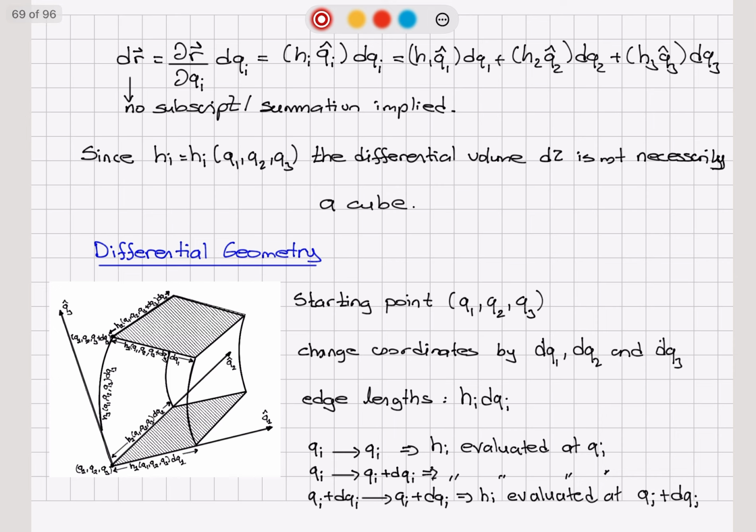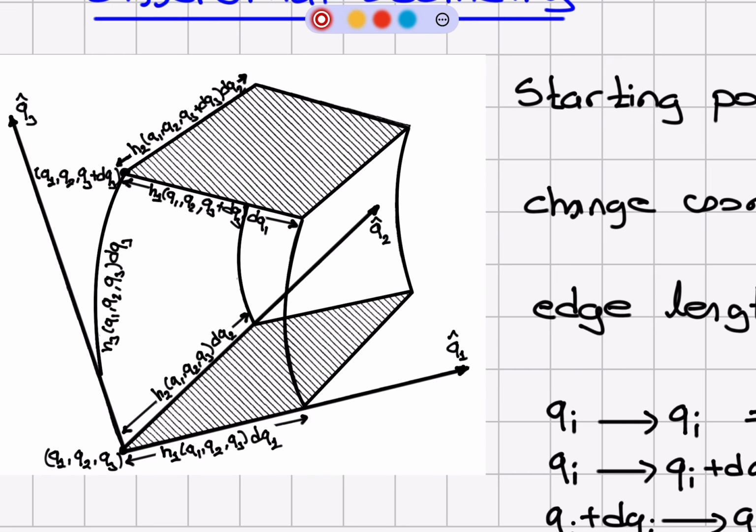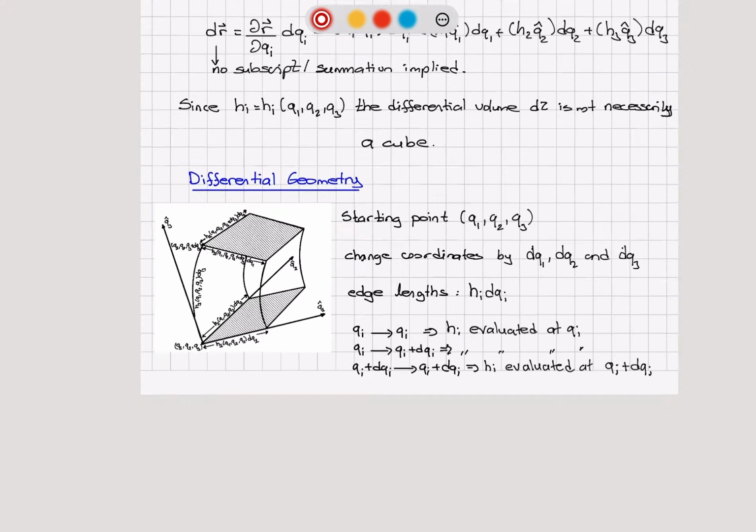Now let's consider the bottom surface area. For the bottom, I have h1 dq1, h2 dq2, and those should be evaluated at the origin as well. But if you look at q1 hat cross q2 hat, with the right-hand rule that gives you a vector pointing inwards, but we want the area vector to always point in the outward direction. So I'm going to include a minus sign. It's going to be in the minus q3 hat direction, not in the plus q3 hat direction.